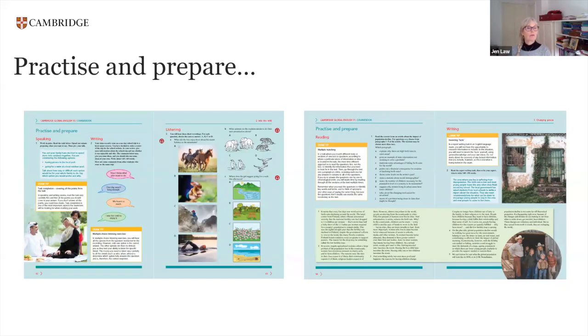And when it comes to the next one, where's my little laser? Here we go. This is 11, and 11 has embedded activity types that relate to Cambridge B2 First, moving towards Cambridge C1 Advanced, and also IELTS. So we put some of those activity types in.